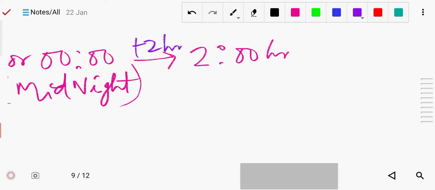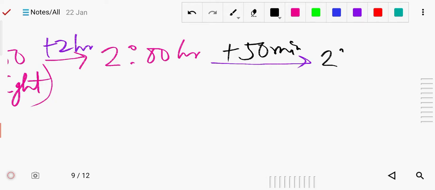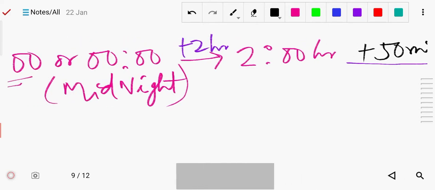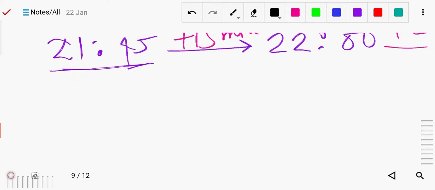Now to this 2 hours, again 50 minutes more we have to go. So 50 minutes you can add here. Okay, so now you will reach 2 and 50. So 2 hours and 50 minutes. Now you can see how much time you have added differently. So all those times you have to add, total time you have to calculate.